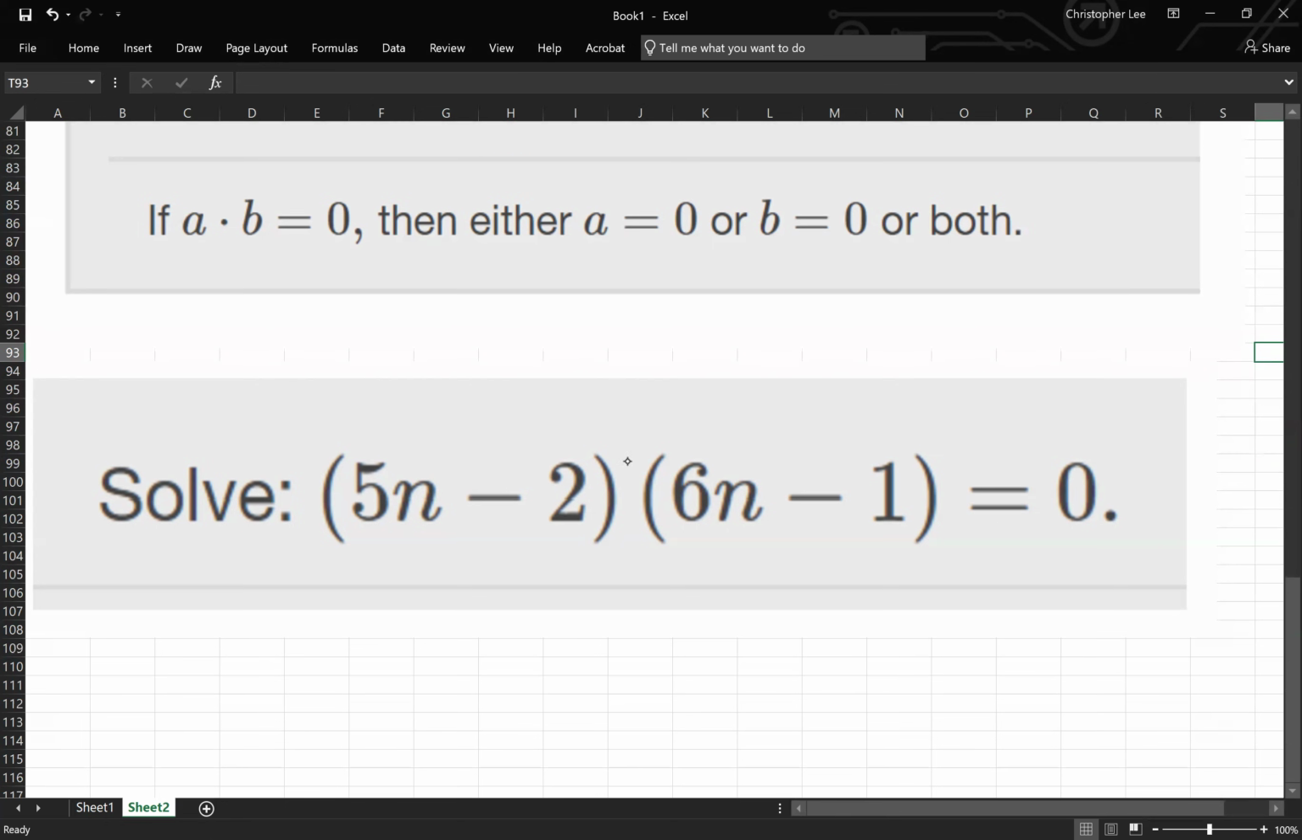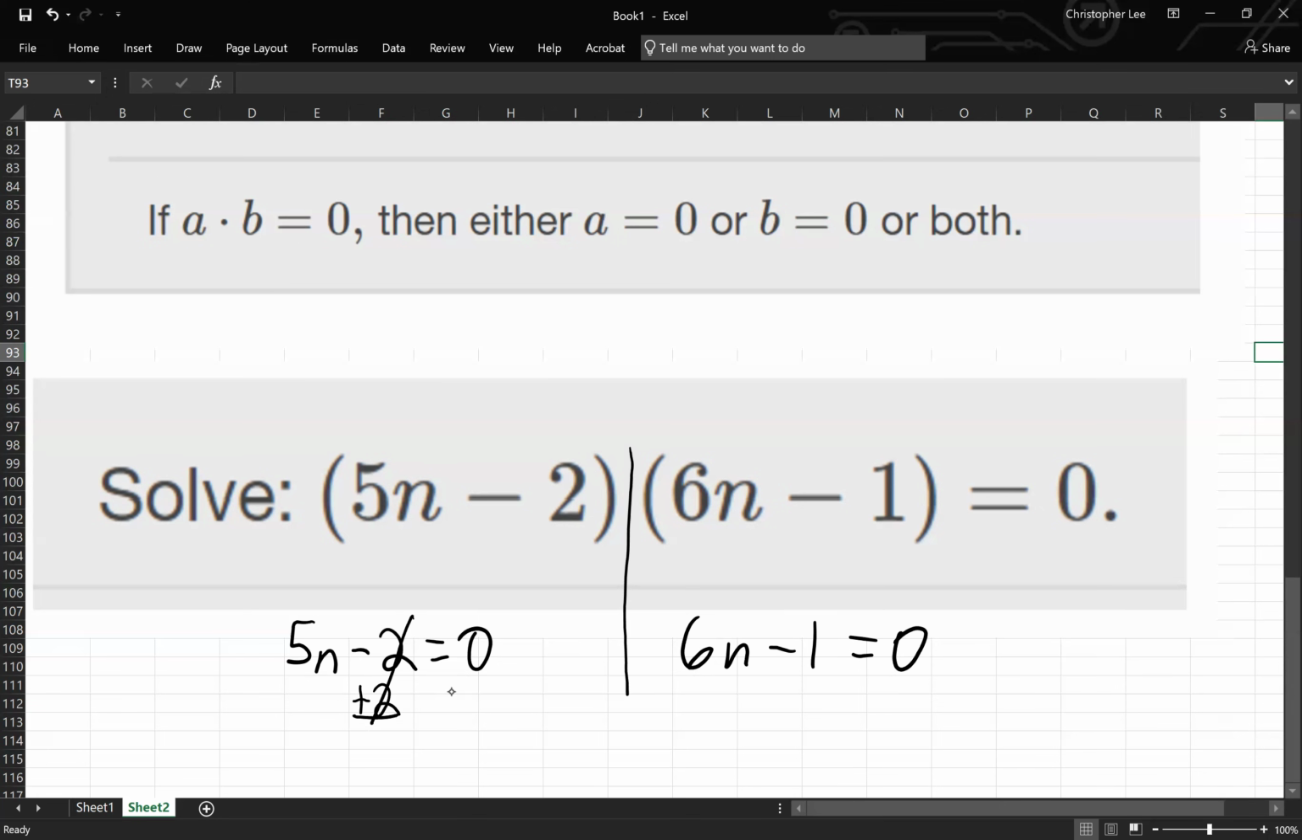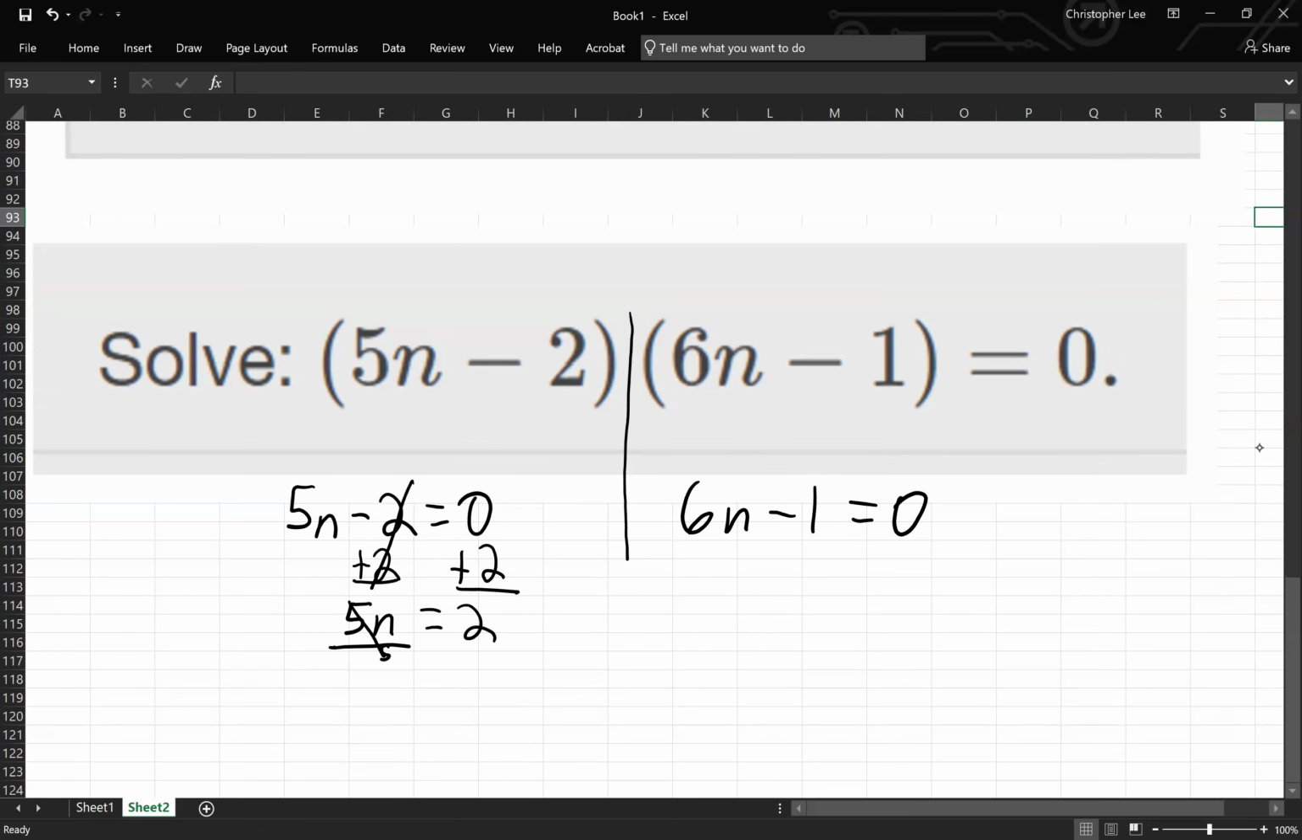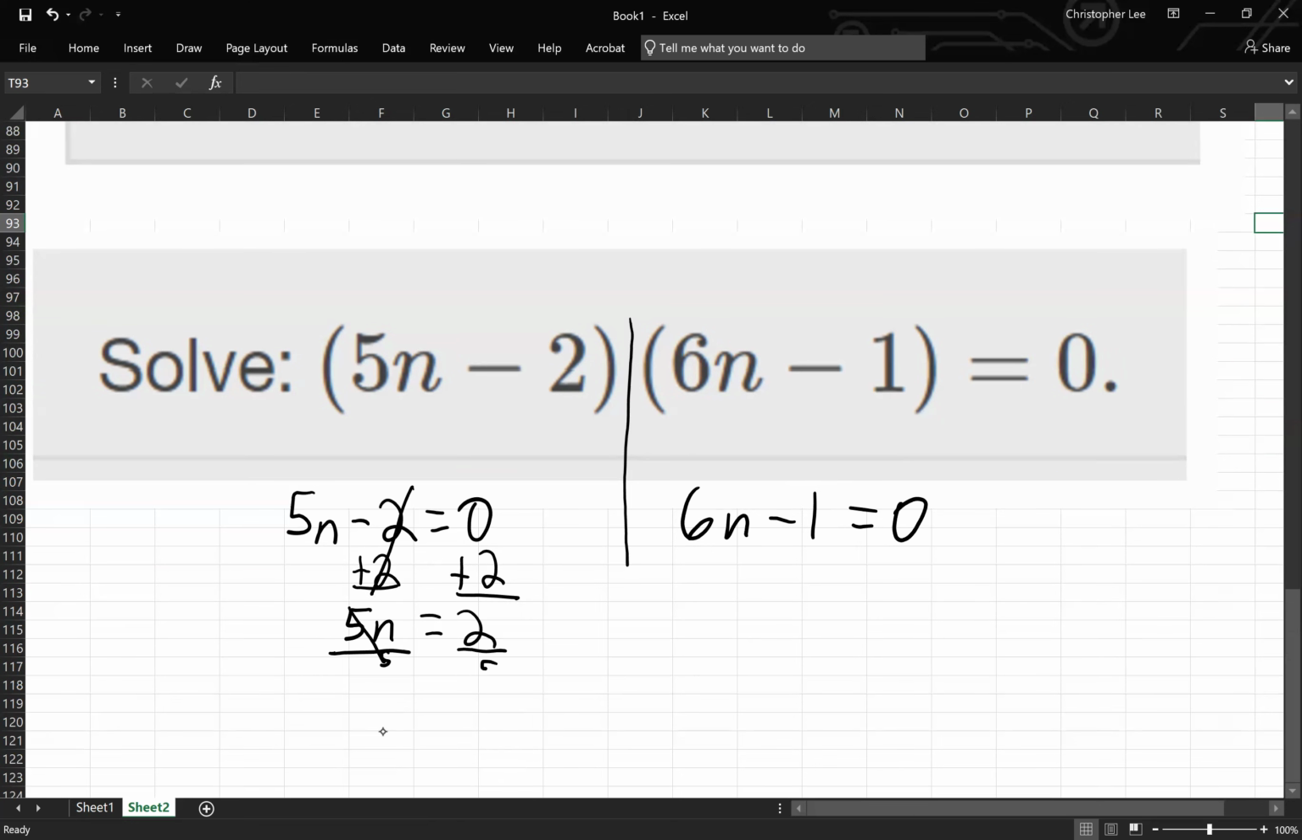So this is how I like to do it. I like to split it down the middle like so, right? And then I do 5n minus 2 is equal to 0, and then 6n minus 1 is equal to 0, right? You set them both equal to 0 and solve for n. So I'm going to add 2 over here, and you know what I do to one side of the equation, I got to do to the other side of the equation, right? So then now I have 5n is equal to 2. And then I'm going to divide by 5, and whatever I do to one side, I do to the other side. So that means that n1 is equal to 2 over 5.